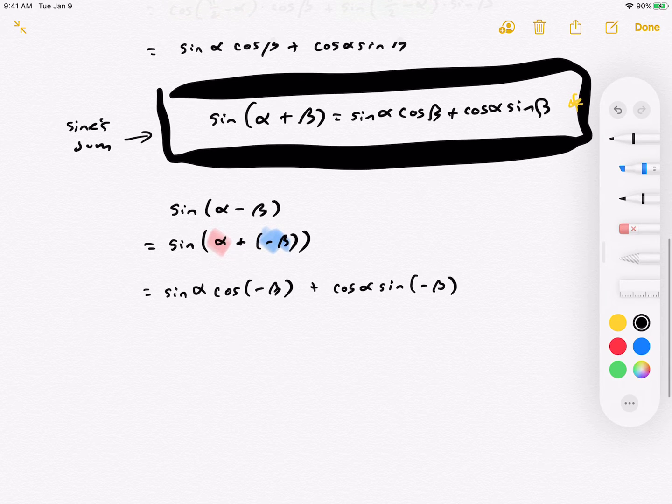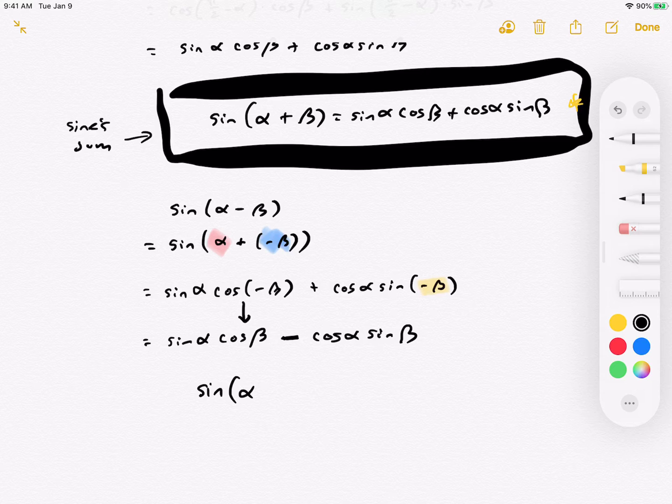Once again, I'll have to use my even and odd properties. I remember that cosine is even, so I'll get cosine of beta here because cosine is even. And I've kind of learned my lesson this time. Here I see sine of minus beta, and I remember that sine is odd, so I'll pull out that minus sign and I'll write it as cosine alpha sine beta. That's great. Cool, so to put that together, this is sine's difference identity. I have sine of alpha minus beta is equal to sine alpha cos beta minus cos alpha sine beta.